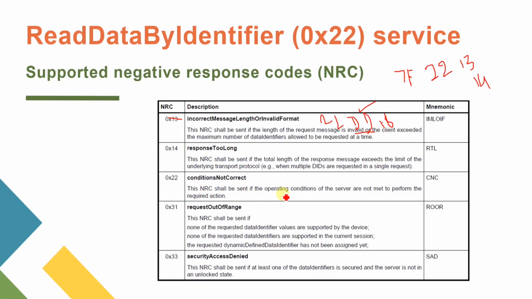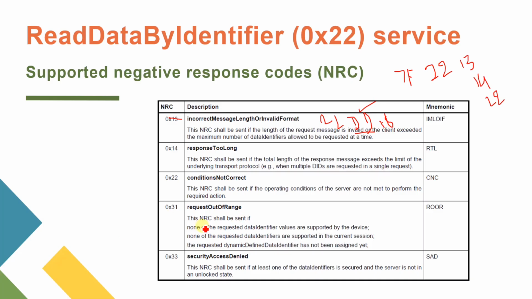22 is conditions not correct. This NRC shall be sent if the operating conditions of the server are not met to perform the required action. Every time you want to read particular information from the server, it may need some conditions to be set. We can call them preconditions or entry conditions. Only then will it enable some information to be read by the tester. If they are not met, it will throw 7F 22 22, conditions not correct.